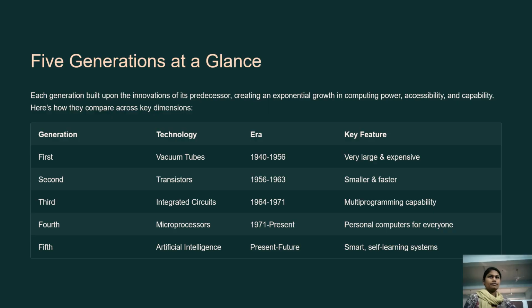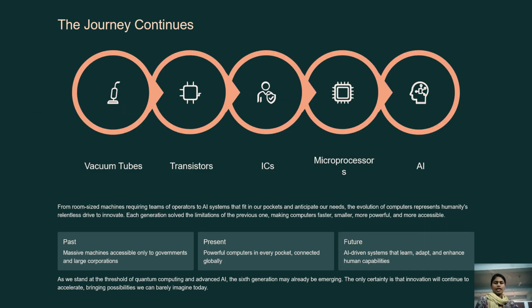Next is again a summary of all these five generations here. First generation used vacuum tubes, second generation used transistors, third generation used integrated circuits, fourth generation used microprocessors, and fifth generation is using artificial intelligence. Each generation improved speed, reduced size, and increased efficiency.